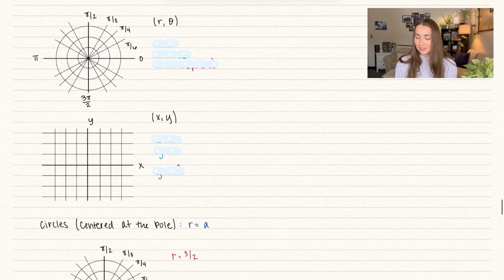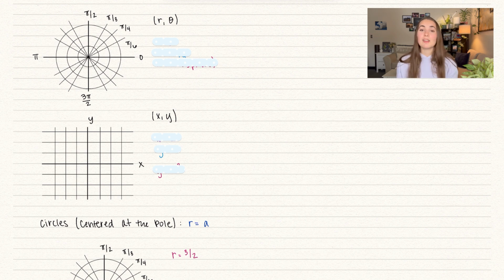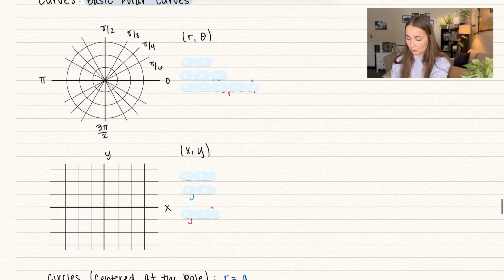Now, here's the coordinate system that we're used to working with. It is our point x comma y. You go over x and you go up or down y, right? So let's go ahead and compare the two of these in order to understand it a little better.